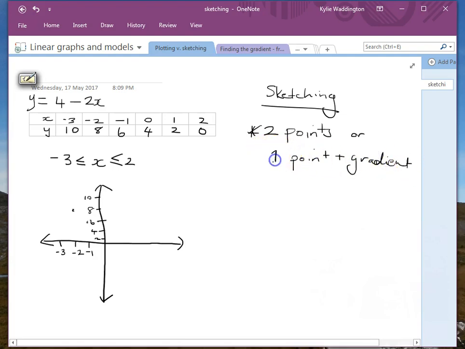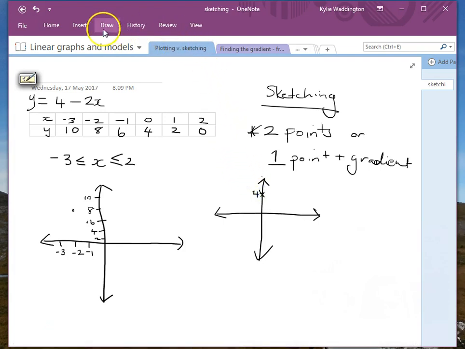And what we can do with that, so if we again consider our equation over here, we say when x is equal to 0, y is equal to 4, so our first point would be here. I might change colors for this. First point would be here. Okay, and then our gradient is -2, so we go down 2 and across 1.